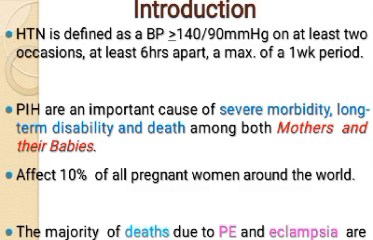Introduction. Hypertension is defined as a blood pressure greater than or equal to 140 over 90 millimeters of mercury on at least two occasions at least 6 hours apart, within a maximum of a 1 week period.